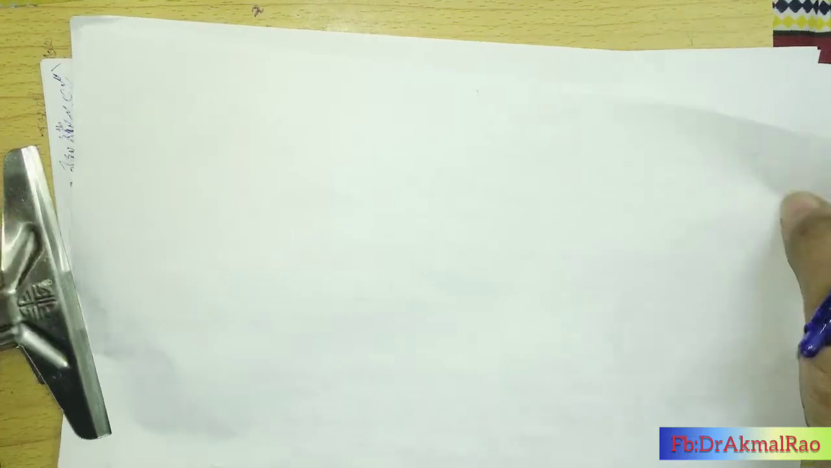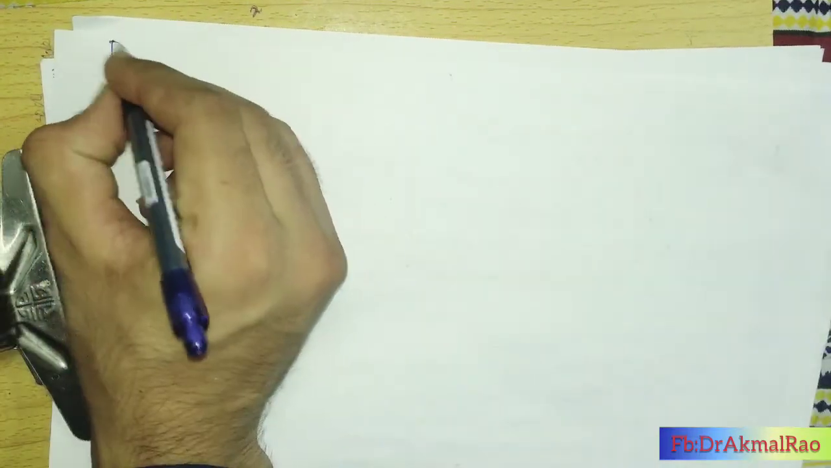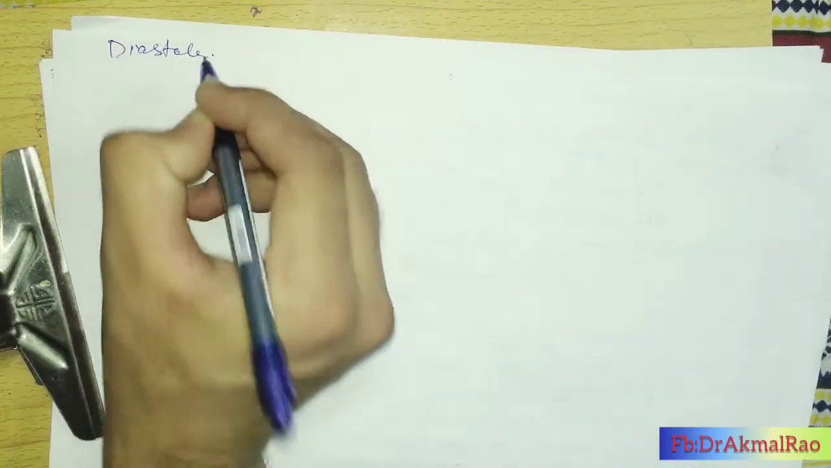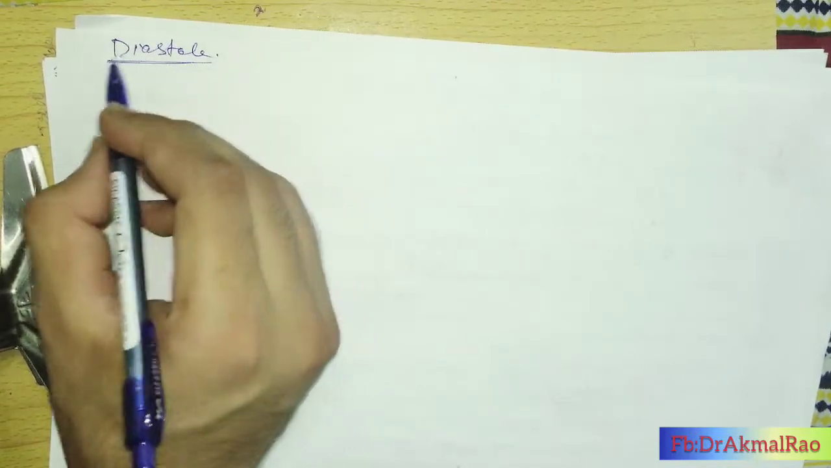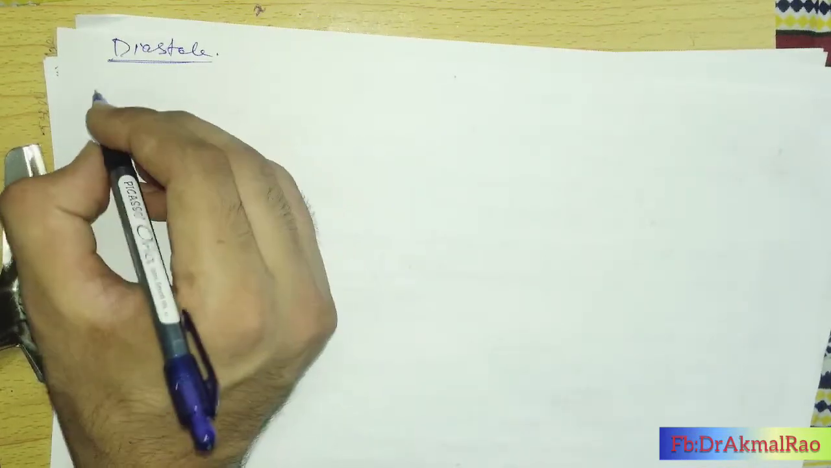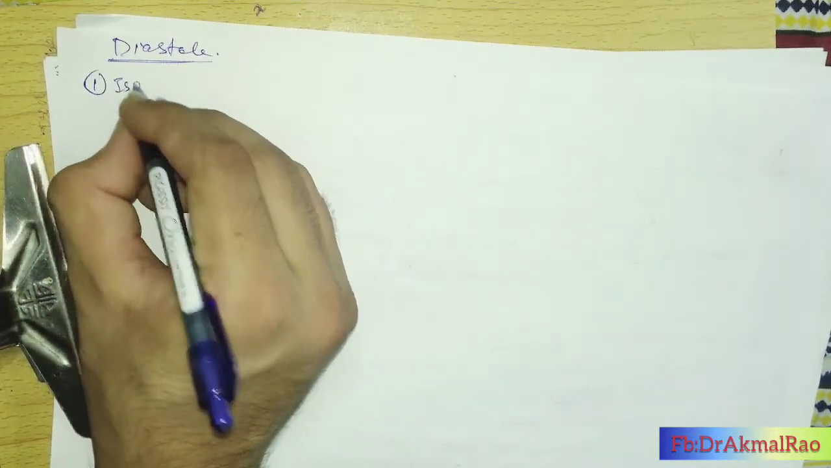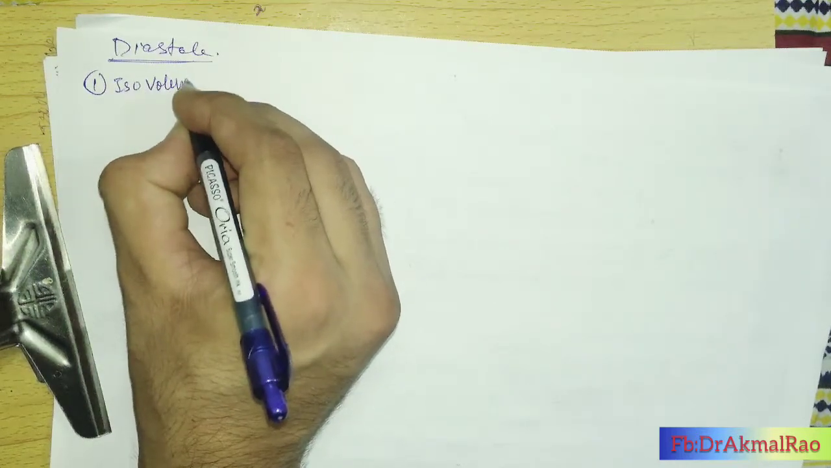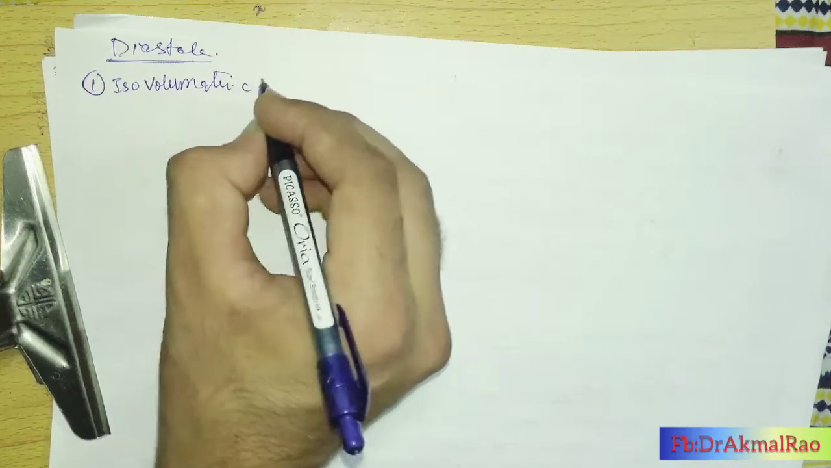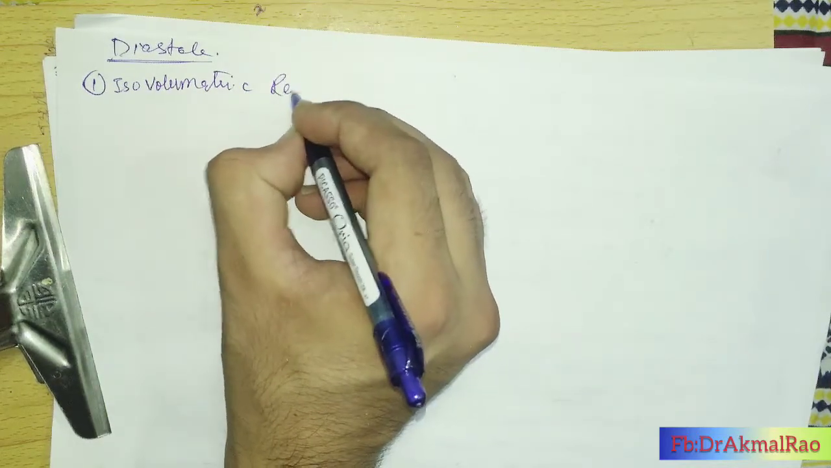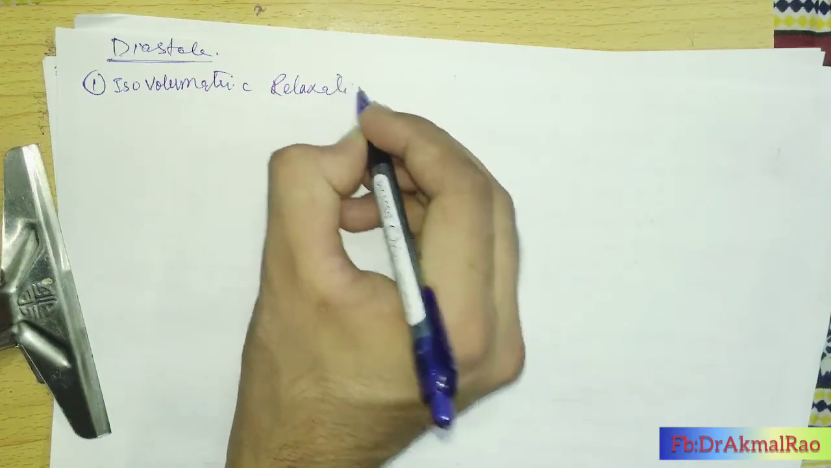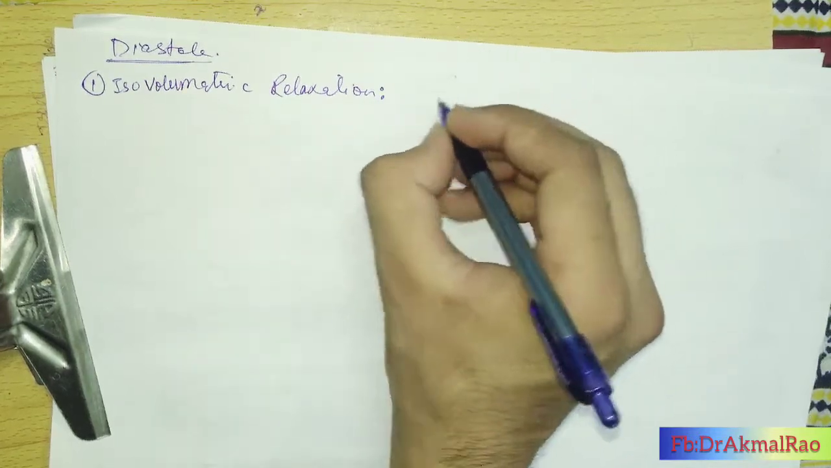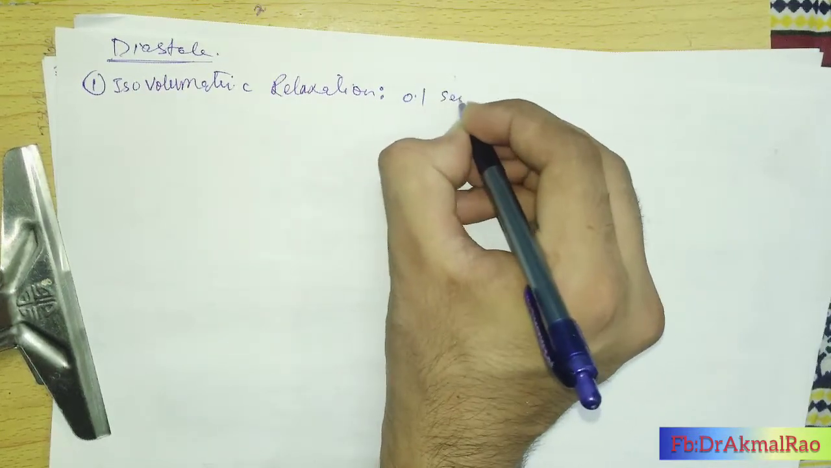And now we will talk about the diastole and the subphases of diastole. The first one was isovolumetric relaxation, and it takes 0.1 seconds.